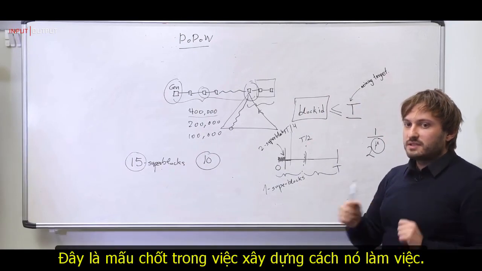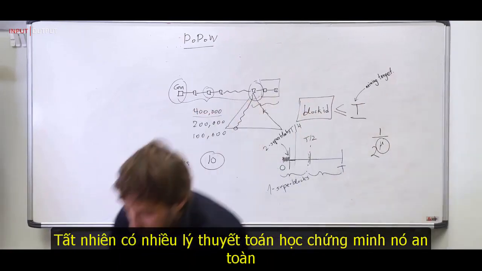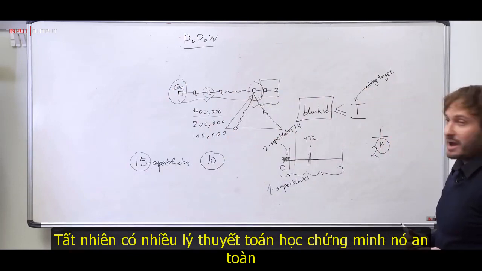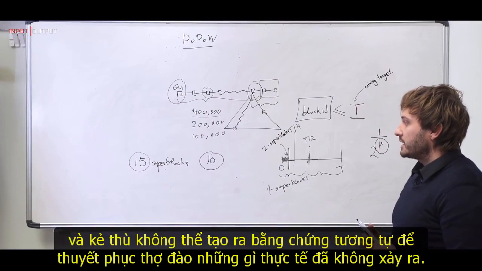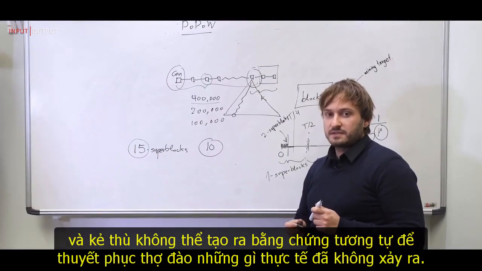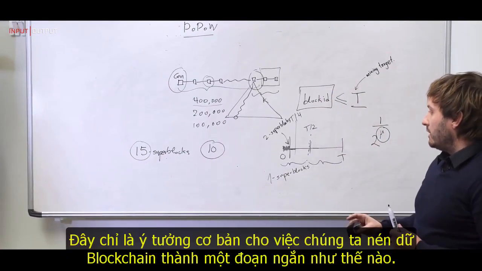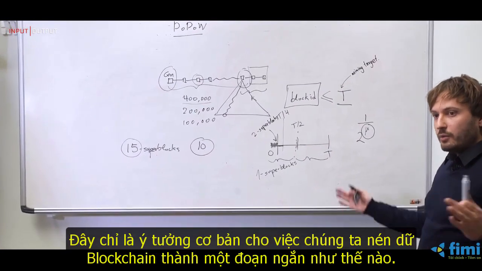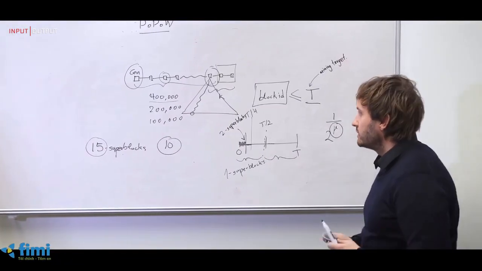So this is the gist of the construction on how this works. Of course, there's a lot of mathematics involved in proving it secure and proving that an adversary cannot create such proofs and convince a verifier about something that did not take place. But I think this captures the basic idea of how we could compress the blockchain into a short amount of blocks.